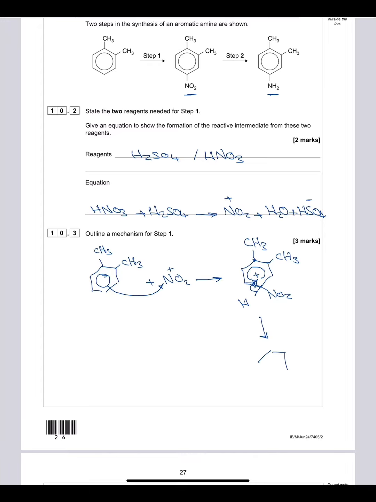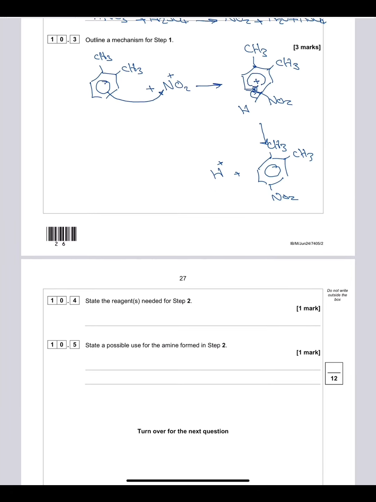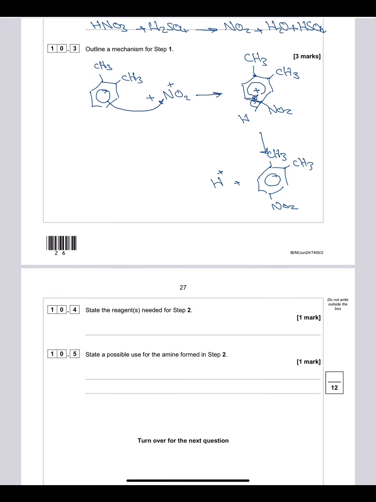So the final product will be the nitro substituted compound. Don't forget to put all the substituents in their correct position. And of course, the H+ will leave, or the proton is going to leave as well. And then the next question, they ask you to state the reagents needed for step two.